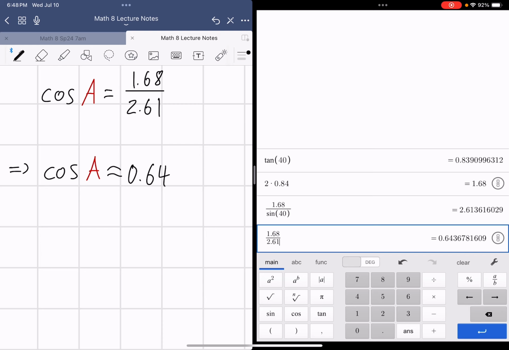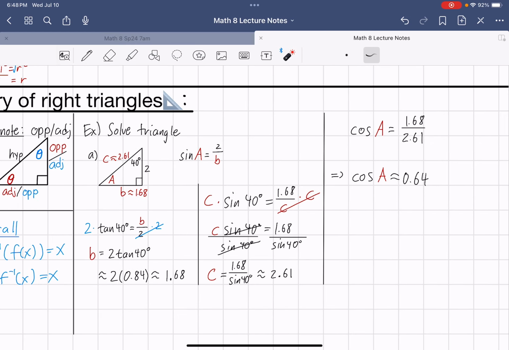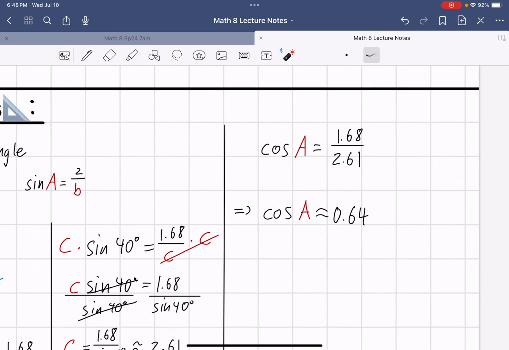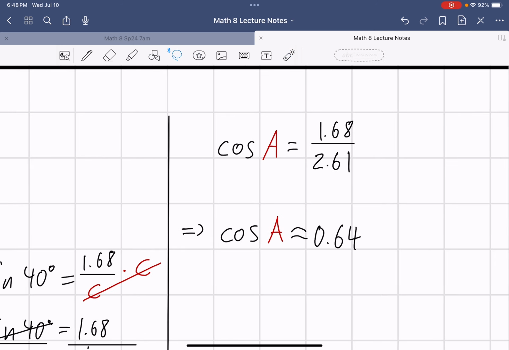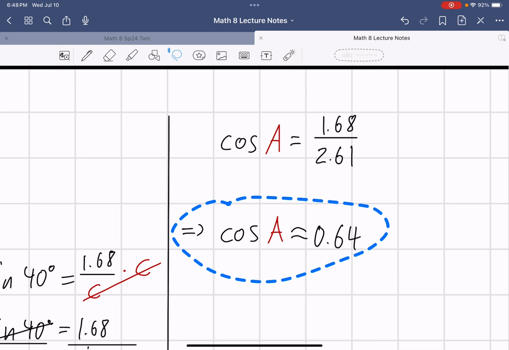And now the issue becomes, how do I isolate this argument? That's where we have to use our properties of inverses or properties of cancellation, whatever you see fit to call it.